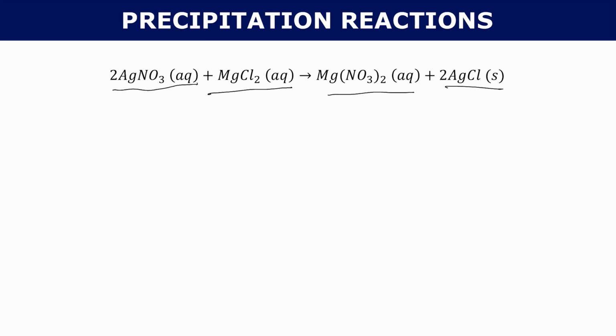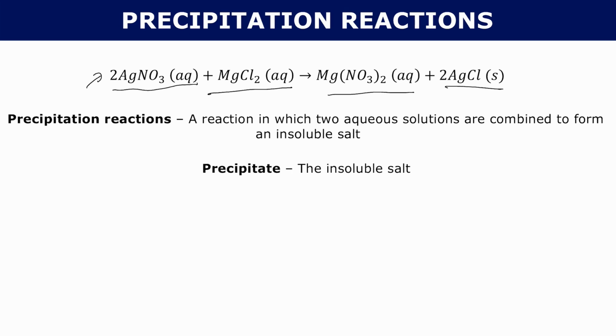Now, although it almost doesn't make sense for two aqueous reactants to produce something solid, this is actually a really common type of reaction. And this one in particular is a double displacement reaction. And you'll see that a lot of precipitation reactions are double displacement reactions. So a formal definition of a precipitation reaction is a reaction in which two aqueous solutions are combined to form an insoluble salt. And we call that insoluble salt the precipitate.